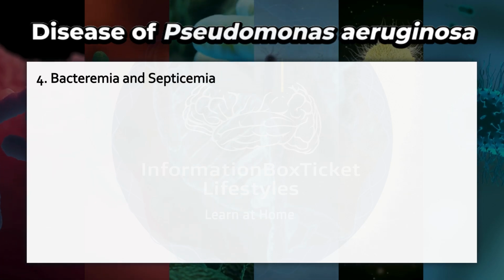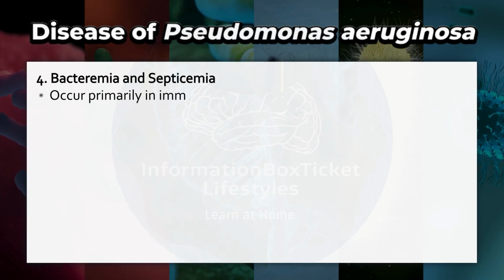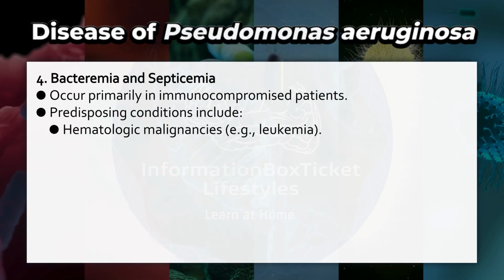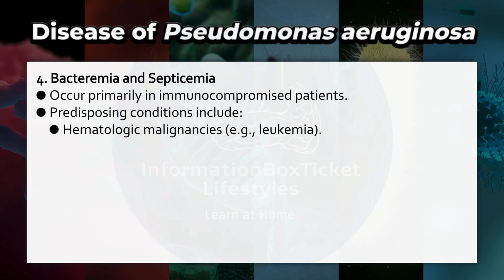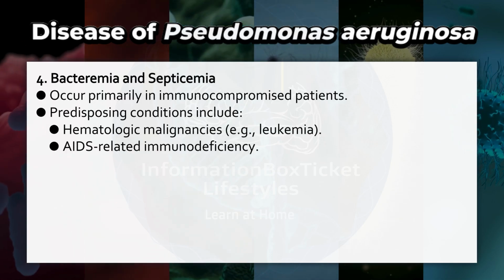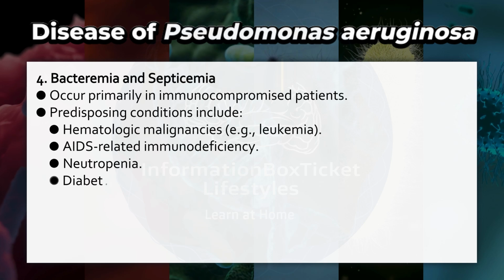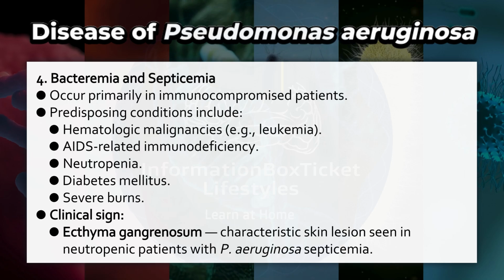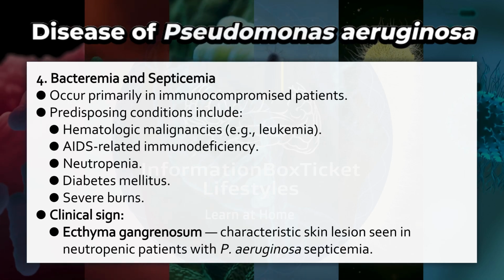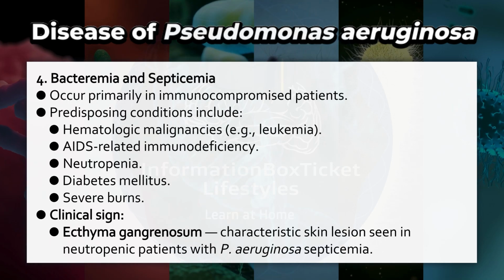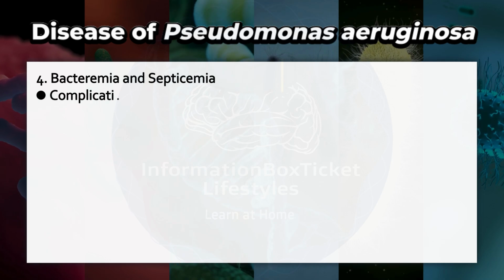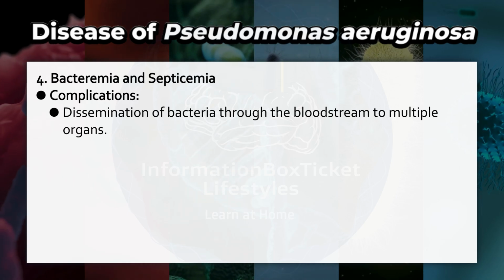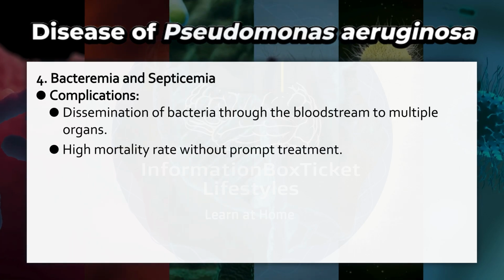4. Bacteremia and septicemia occur primarily in immunocompromised patients. Predisposing conditions include hematologic malignancies, leukemia, AIDS-related immunodeficiency, neutropenia, diabetes mellitus, and severe burns. Clinical sign: ecthyma gangrenosum, characteristic skin lesions seen in neutropenic patients with P. aeruginosa septicemia. Complications: dissemination of bacteria through the bloodstream to multiple organs. High mortality rate without prompt treatment.